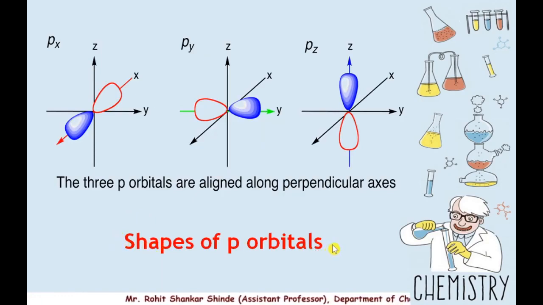Next, shape of p orbitals. P orbital possesses dumbbell shape. It is shown here. There are three types of p orbitals. First one is px, py and pz.